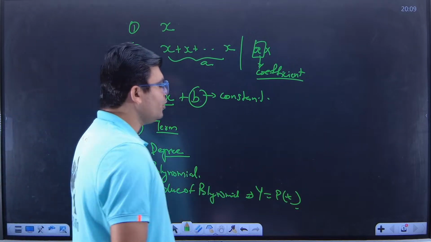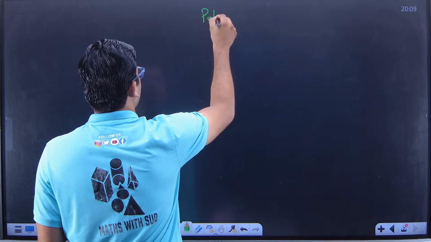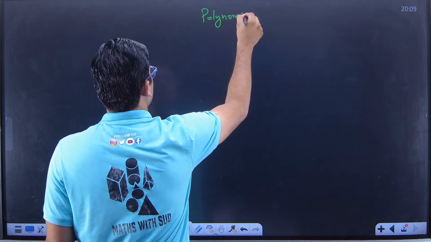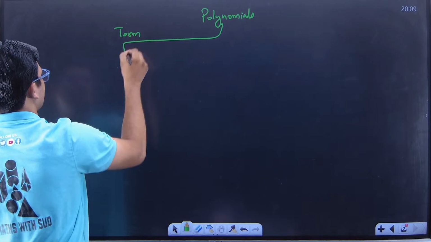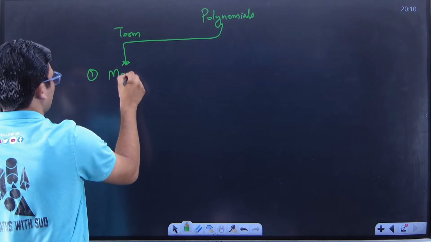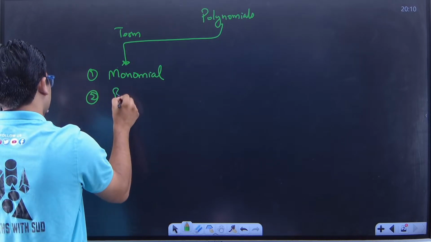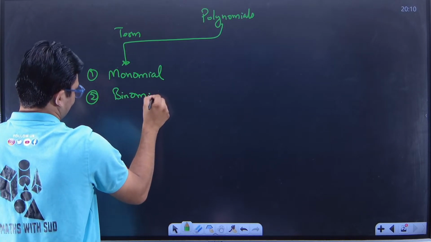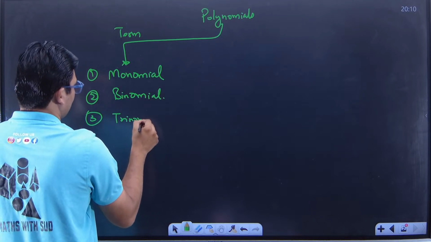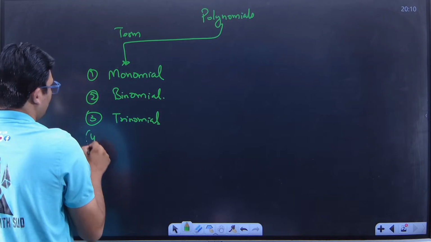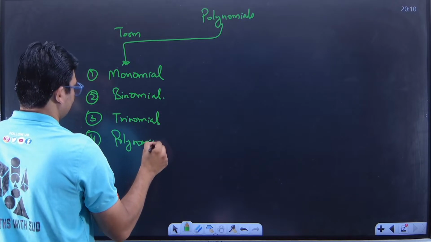So how many kinds of polynomials do we know? Polynomials can be defined into different types. One form is based on their number of terms. If it has one term, it is known as monomial. If it has two terms, it is known as binomial. If it has three terms, it is known as trinomial. If it has more than three terms, it is known as polynomial.